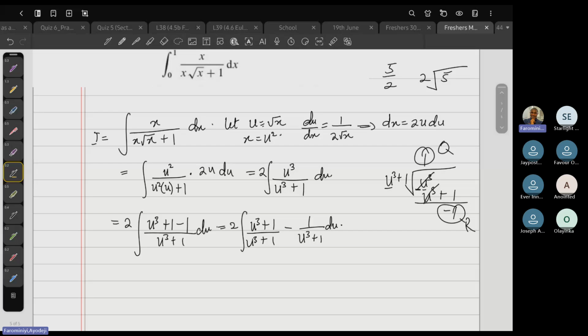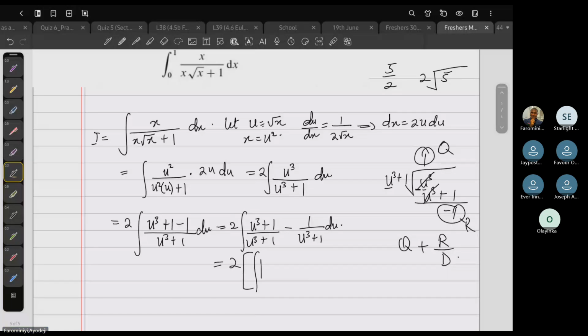And you remember that when you are breaking an improper fraction down, the answer will be quotient plus the remainder over the divisor. And that is why in this case we have the integral of 1 minus the remainder 1 over the divisor, u cubed plus 1, du.